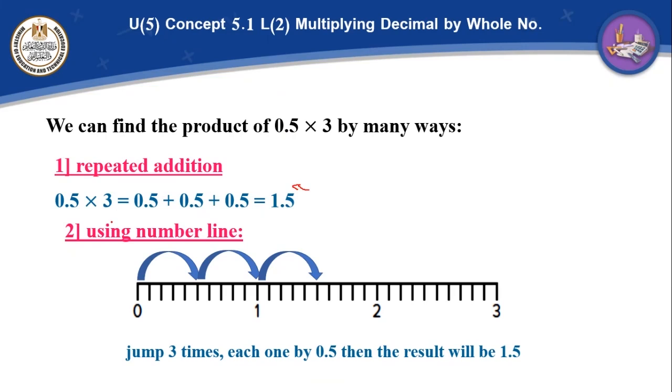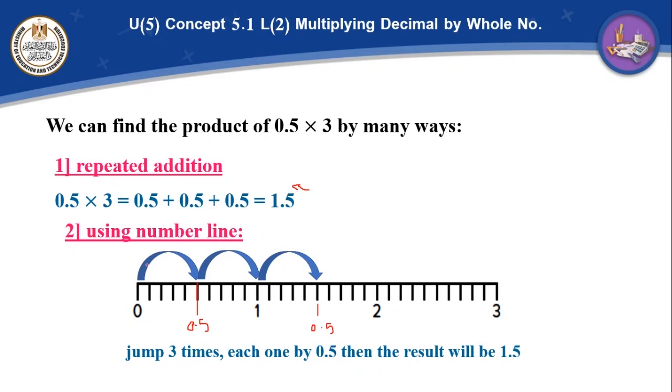Another way, using a number line. How can we use a number line? We draw a number line from 0 to 3: 1, 2, and 3. Between 0 and 1, you have 10 slides, 10 dashes. So between 0 and 1, this is 0.5. Between 1 and 2, this is what? 0.5. So we begin, or start, from 0.